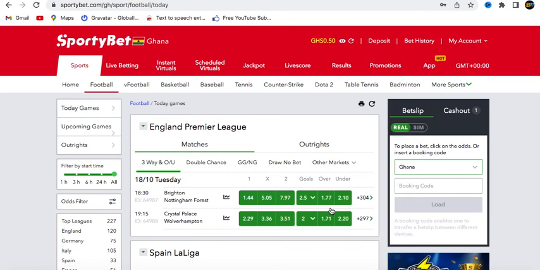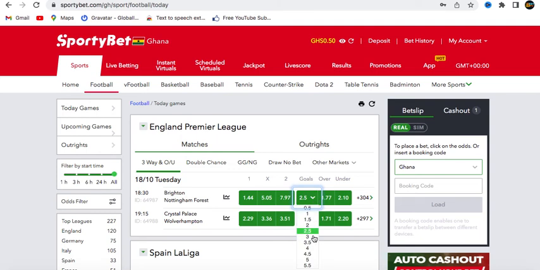1.5, we are taking it. 1.1 up to 1.99, we are taking it. But if it is 2.1, 2.2, we are not taking that odds. So you can see that Brighton and Nottingham Forest is having over 2.5 goals, odds is 1.77, and that is what we want.